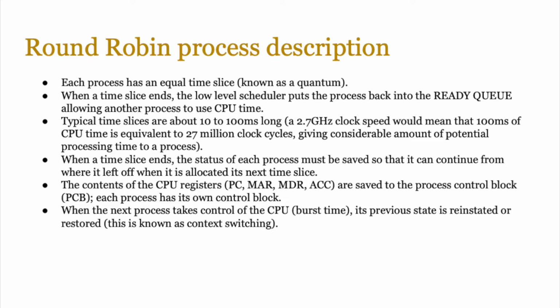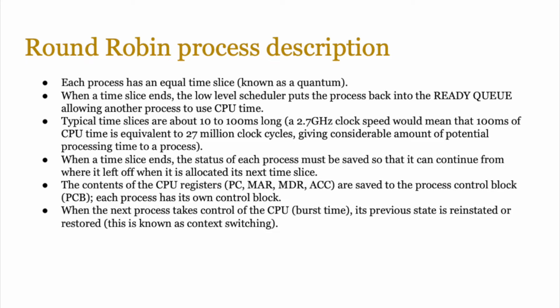In the meantime, its state has to be saved in the process control block, so you can reload it when its turn comes up next. Typical time slices are about 10 to 100 milliseconds long, and that might seem a bit low, but when you consider a 2.7 gigahertz clock speed, about 100 milliseconds of CPU time is equivalent to 27 million clock cycles, and that's a phenomenal amount of processing time.